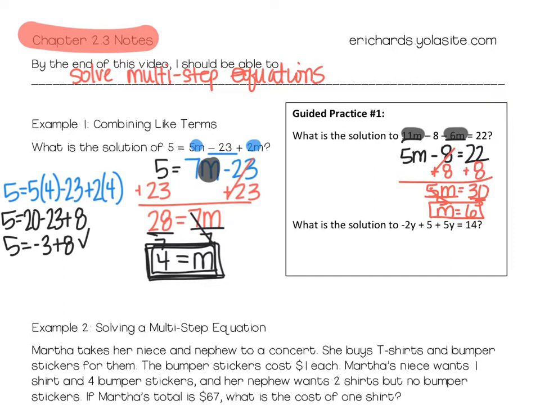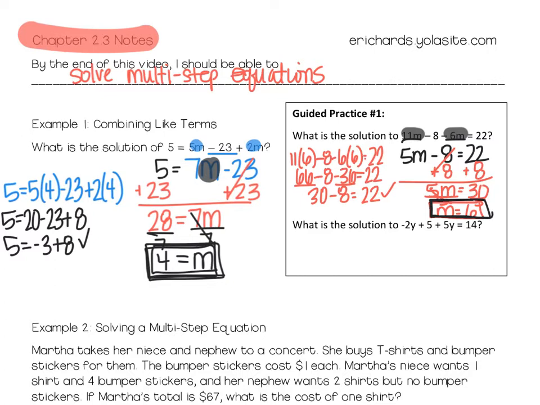You can check it. 11 times m would be 11 times 6 minus 8 minus 6 times 6 equals 22. And you get 66 minus 8 minus 36 equals 22. And that 66 minus 36 is going to give me 30. And 30 minus 8 is indeed 22. So my answer is correct. m does equal 6.